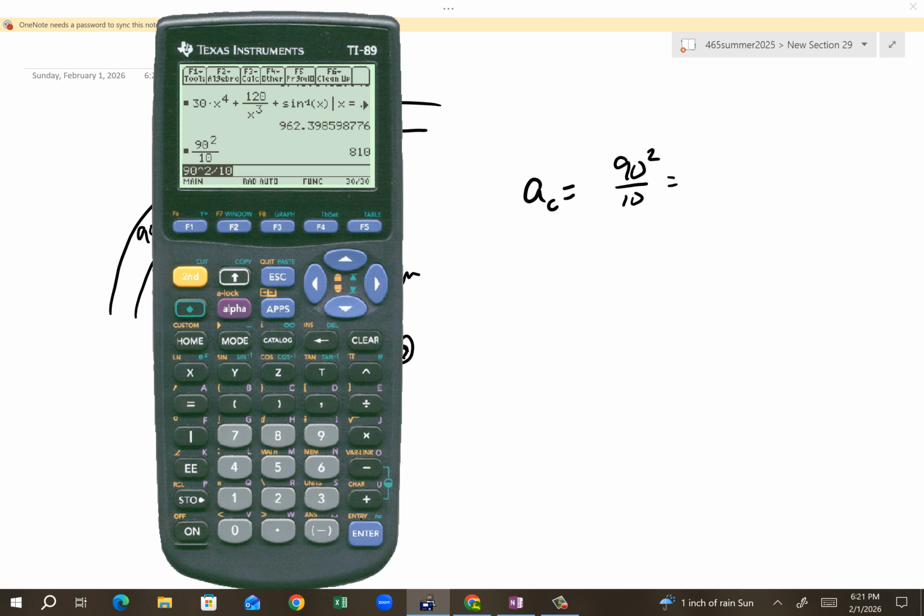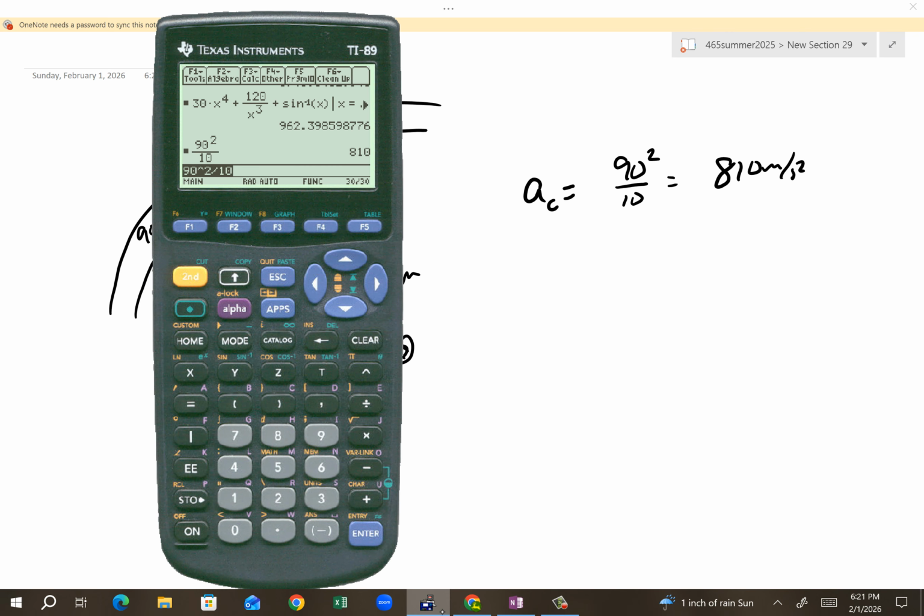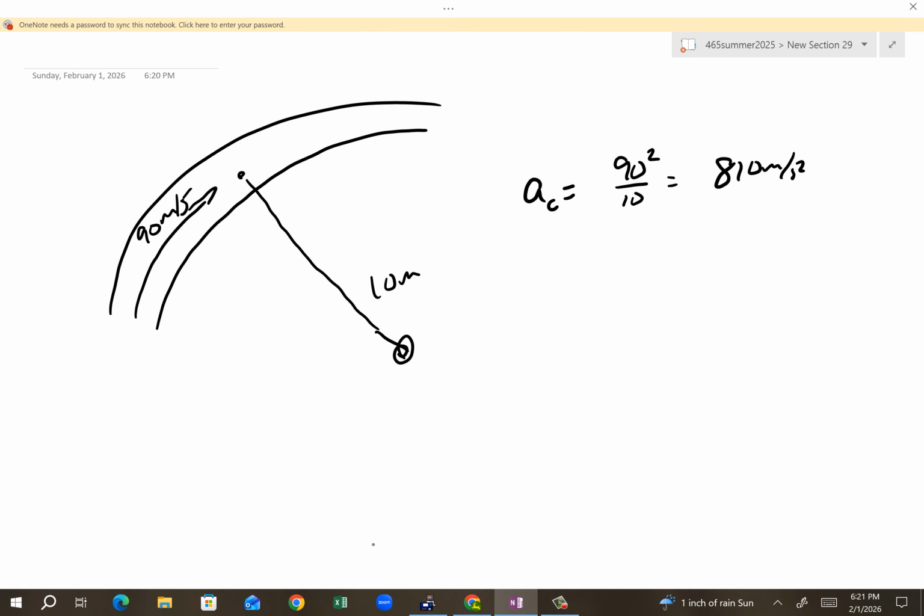So 810 meters per second squared. Wait a minute. That is 810 divided by 9.8. That's roughly 83 Gs. That's ridiculous. Sure is. Well, that's crazy. I mean, like 3 or 4 Gs would be a lot.